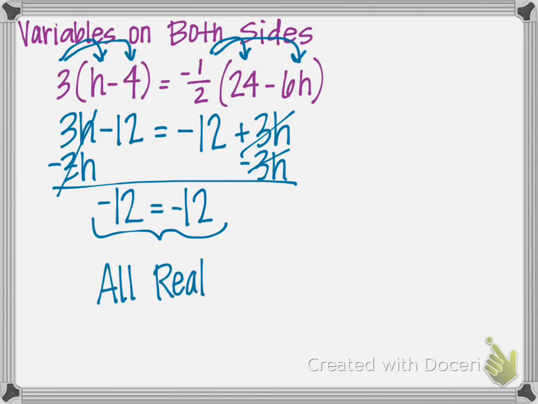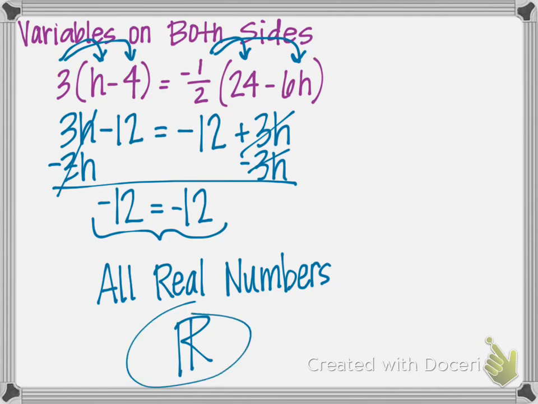real numbers. You can write it out like that, or you can give me this symbol, which is a capital R with 2 legs. So the answer to that equation is all real numbers. It could have been no solution. If this had said like negative 12 equals 2 and it was not true, never true, then it's no solution.